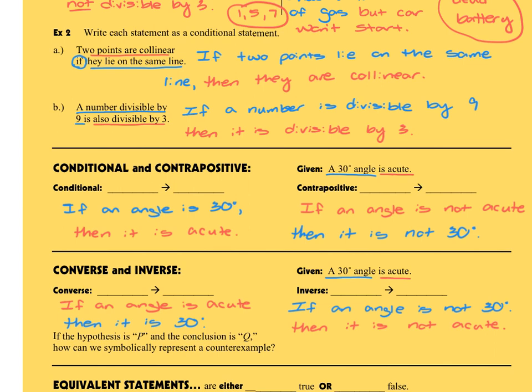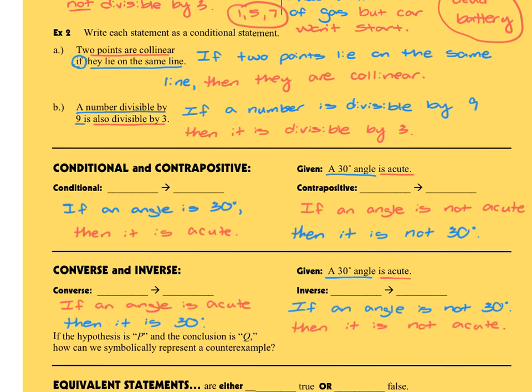So when I write this in my conditional form, I need to make it sound like a good English sentence. I don't want to say "if they," because I don't know what "they" is talking about. So I'm going to say "if two points," because reading the whole sentence, I know the "they" is referring to two points. So if two points lie on the same line, then now I can use my conclusion, and use the word "they": then they are collinear.